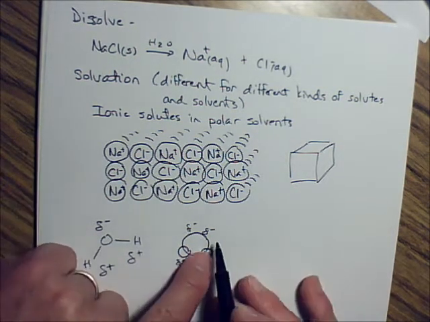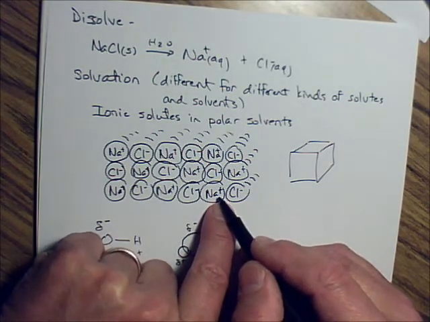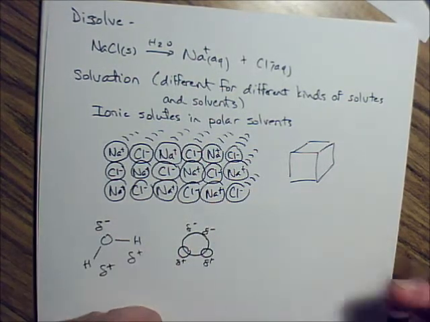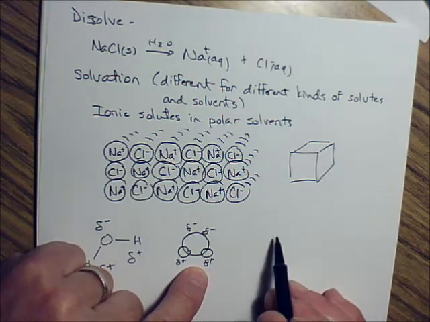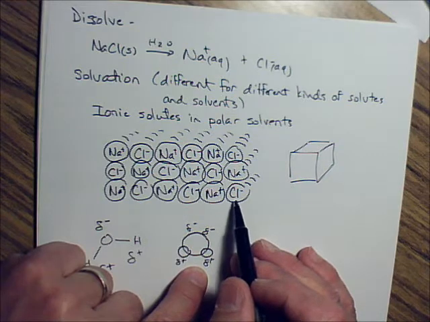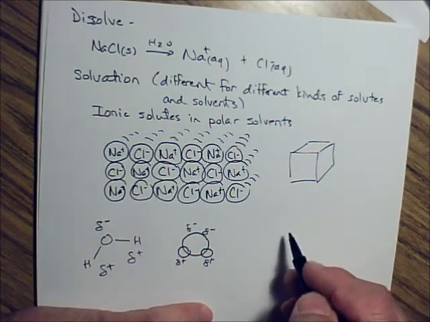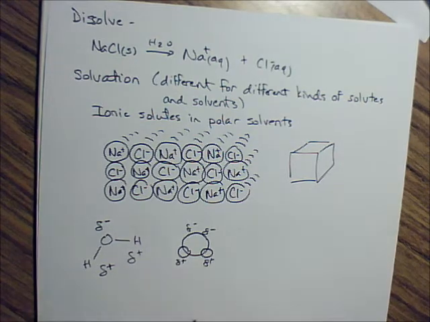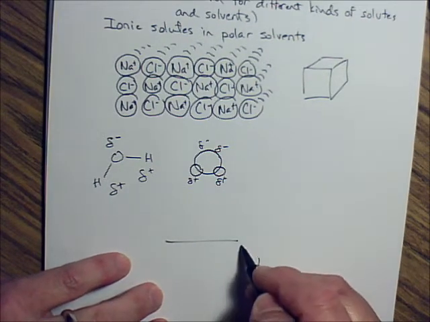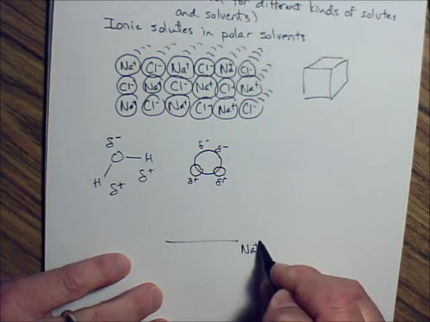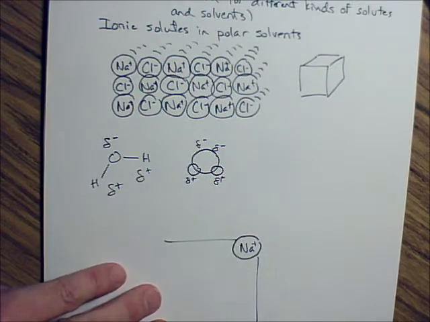All right, so those partially negative ends are attracted to these positive ions. Positives and negatives are attracted to each other. These partially positive ends down here are attracted to the negative ions because negatives and positives are attracted to each other. Okay? So let's look at this crystal over here. Just look at one end of the crystal. Say we just happen to have a sodium ion on that corner, and you have chlorine, sodium, and so forth stretching back in this crystal.